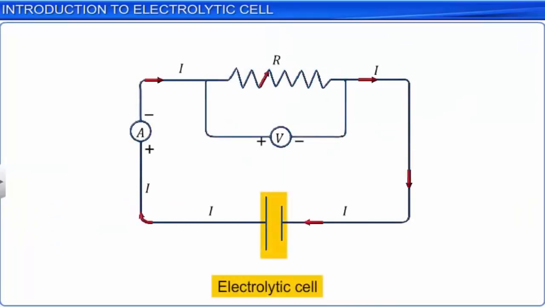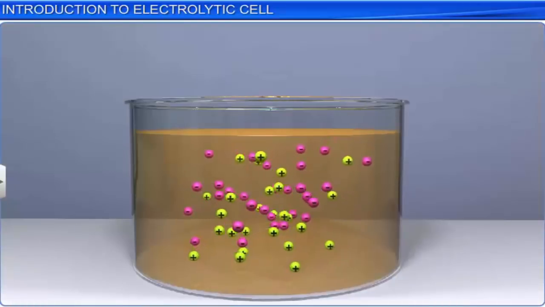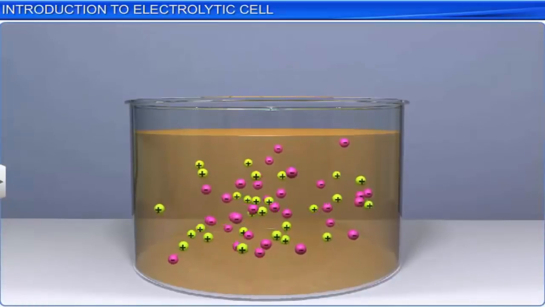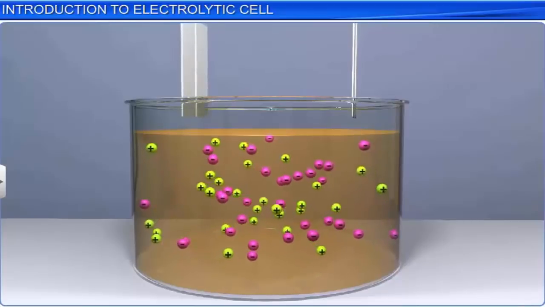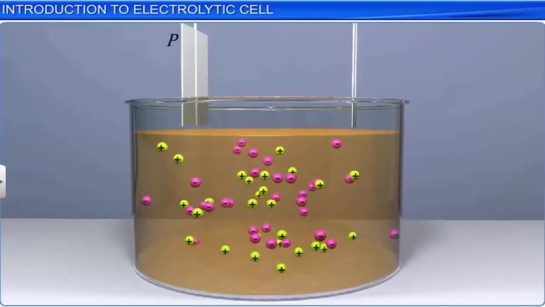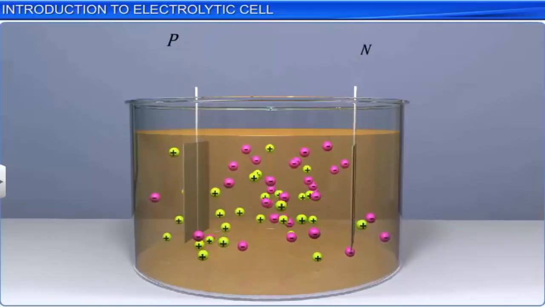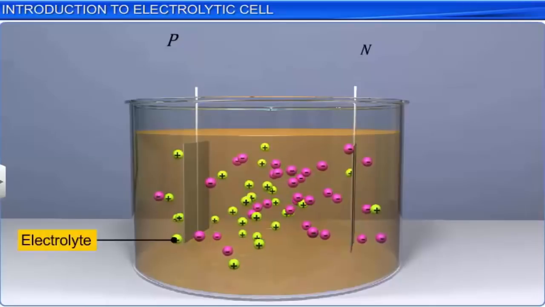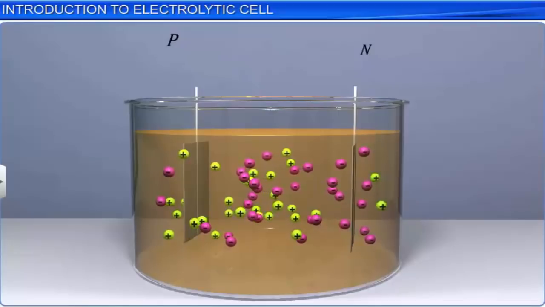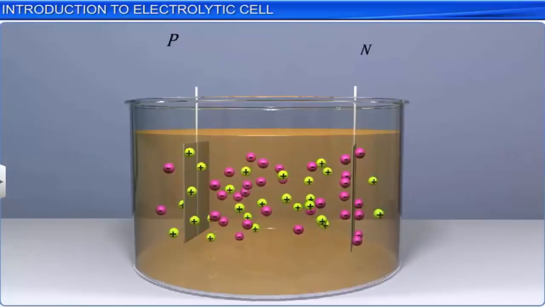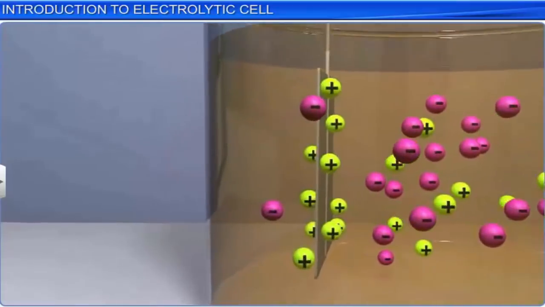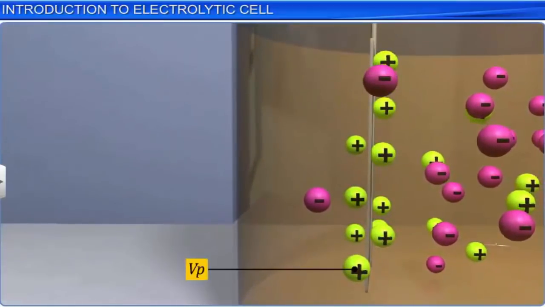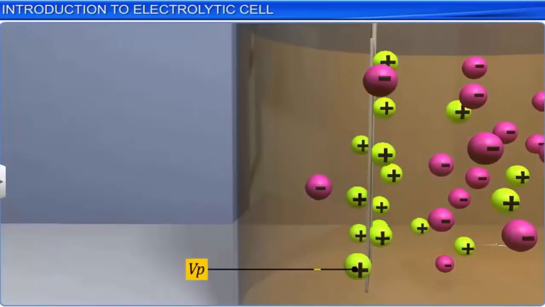An electrolytic cell is a device which maintains a steady electric current in an electric circuit. Let us now understand the construction and working of an electrolytic cell. An electrolytic cell consists of two electrodes, positive P and negative N, immersed in an electrolytic solution, also called an electrolyte. The electrodes, when dipped in the electrolyte, exchange charges with the electrolyte. Due to the exchange of charges, the positive electrode P acquires a potential difference Vp between itself and the electrolyte solution immediately adjacent to it.